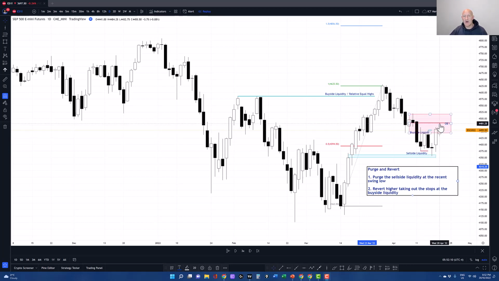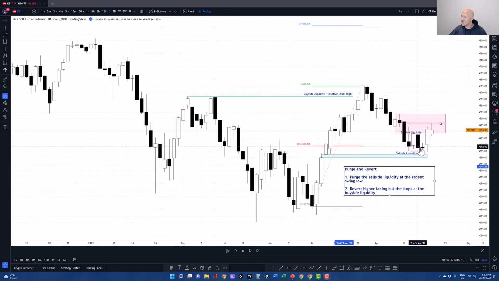And so this is what ICT calls his purge and revert. What we're doing is purging all of the sell side liquidity. So you can see we take out the sell side liquidity here, and then we revert higher, taking out the buy stops as we go up. If we just zoom in, we've got our sell side liquidity here. So this move takes out that sell side liquidity. This is the purge that we're talking about. All of those sell stops are purged.